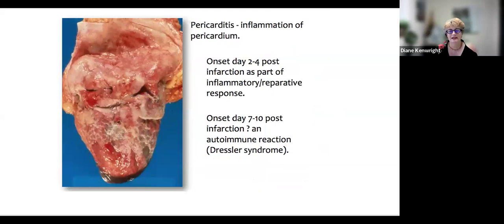This is what pericarditis looks like. We often call it bread and butter pericarditis, because if you think of two pieces of bread with butter or margarine on it and you pull them apart, it kind of has this appearance. Acutely, and then later as part of Dressler syndrome.